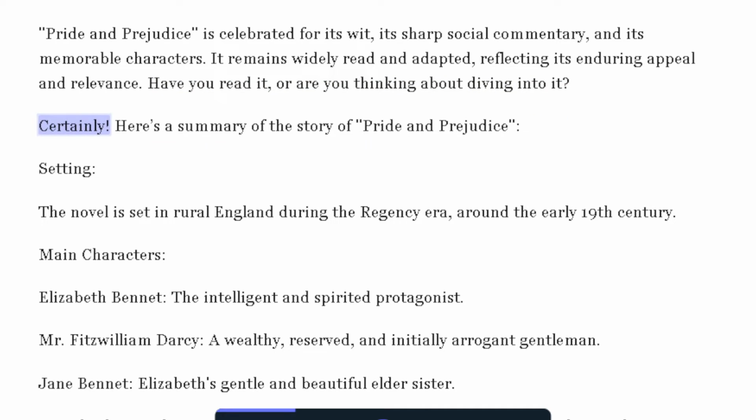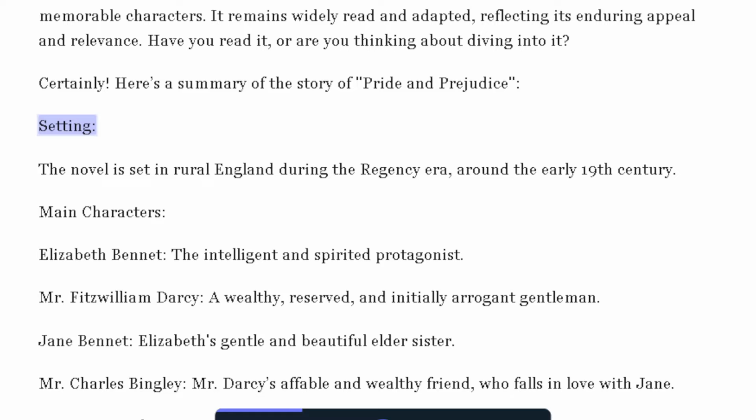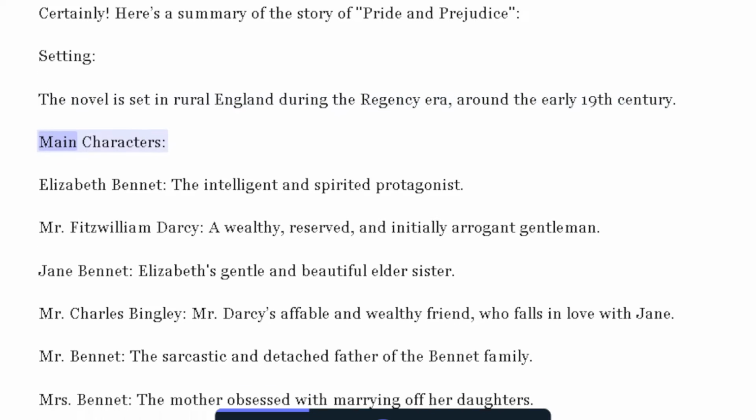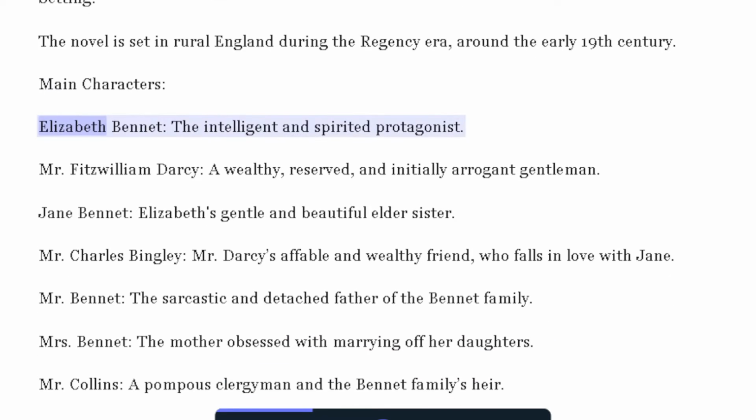Certainly. Here's a summary of the story of Pride and Prejudice. Setting. The novel is set in rural England during the Regency era, around the early 19th century. Main characters: Elizabeth Bennet, the intelligent and spirited protagonist; Mr.